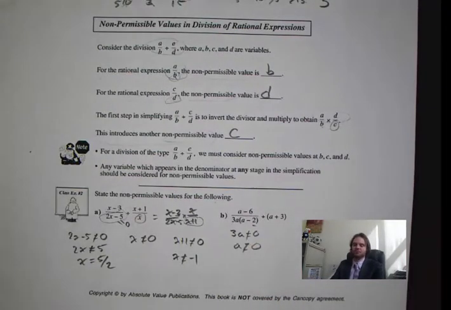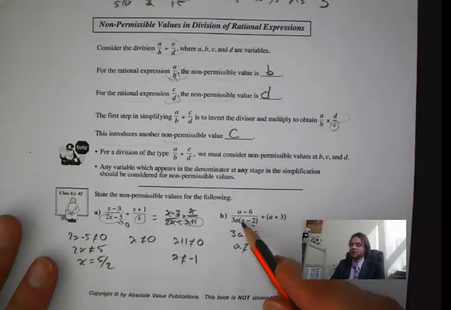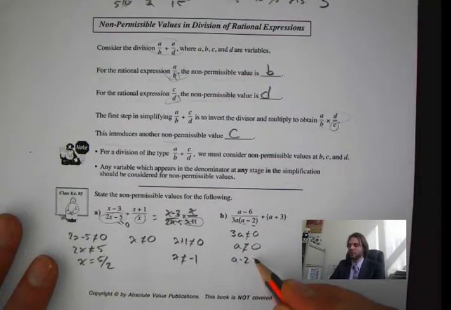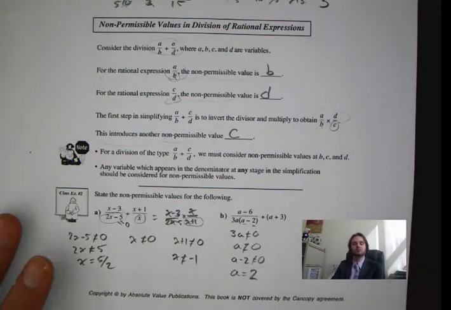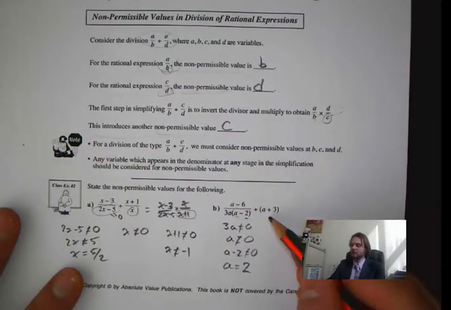Because we divide both by 3. Now let's take a look at this one. We also know a minus 2 cannot equal 0. Well, a then cannot equal 2, right?